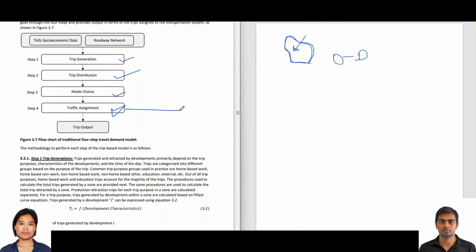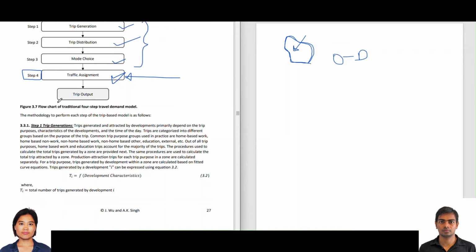Traffic assignment is used in other parts of traffic operations work too. So trip generation, trip distribution, and mode choice are typically limited to travel demand modeling. However, traffic assignment is an important concept to understand because it has some good implications in actual traffic operations as well. So we will try to focus on step 4 in a little more depth when we come to it.